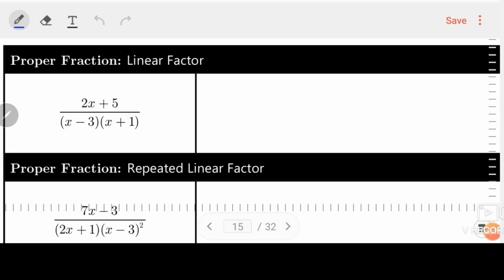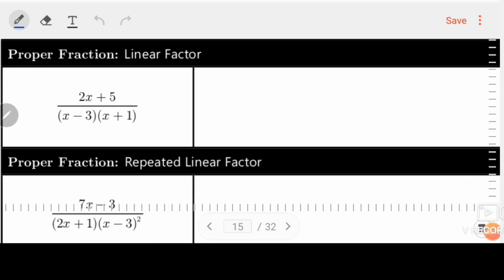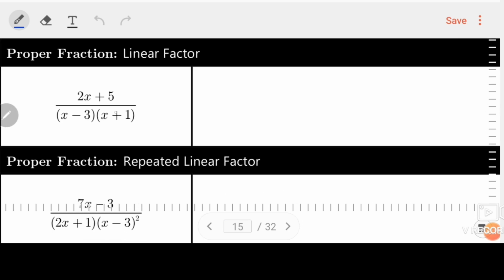So for proper fraction, there are a few factors. The first one is a linear factor. So if you can see, like the example that we have here, in the denominator, we have two linear factors, x minus 3 and x plus 1. So to decompose into partial fractions, first we have to decompose into general partial fractions. So 2x plus 5 over x minus 3 times x plus 1. If we decompose into general partial fractions, we're going to have a constant A over x minus 3 plus a constant B over x plus 1.